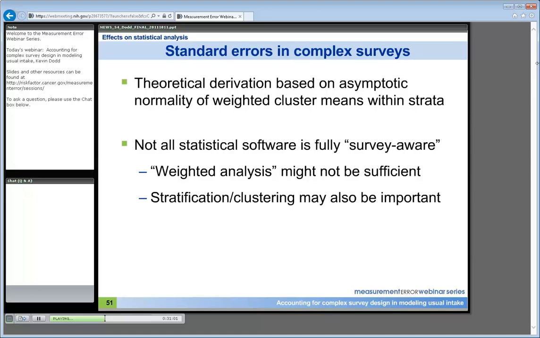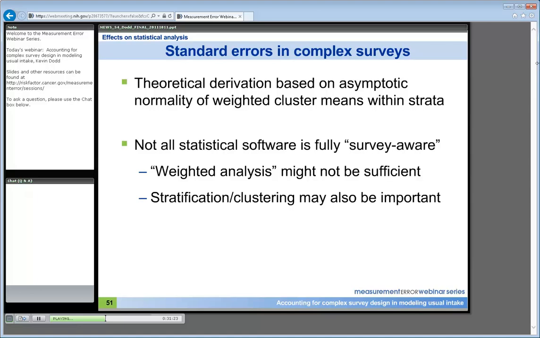Now, I have to give you a little word of warning about the software that you generally use to do statistical analysis. Not all of it is what I would call fully survey aware. There are some statistical procedures that do allow the use of some sort of weight. You hear it talked about, for example, things like weighted least squares analysis, but they won't necessarily do what you need them to.